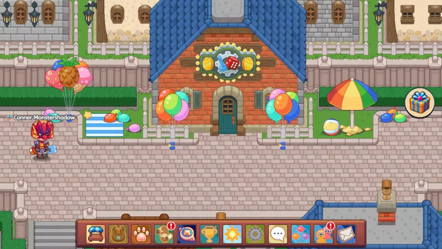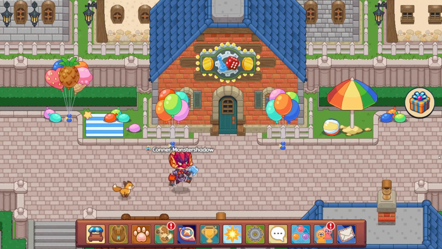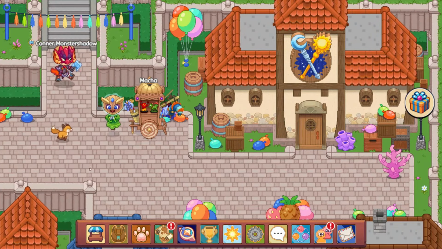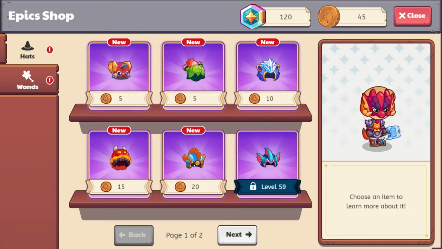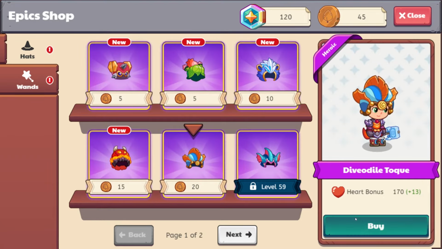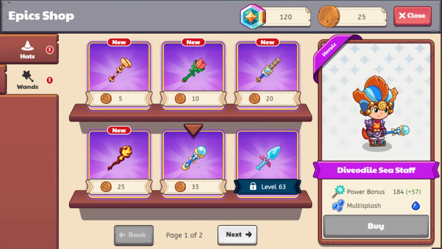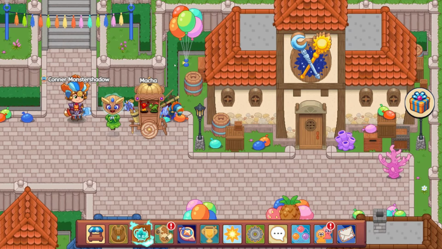All right, and then come on down this way, and up this way, and then over here. Let's stop in here and see as far as how we're doing with these coins. We have 45 coins. This is going to be a heart bonus. Let's go ahead and buy the Dividile token. We'll wear that. And as far as this multi-splash, don't really like that. We are going into Shipwreck Shore. All right, I think we're okay with those.